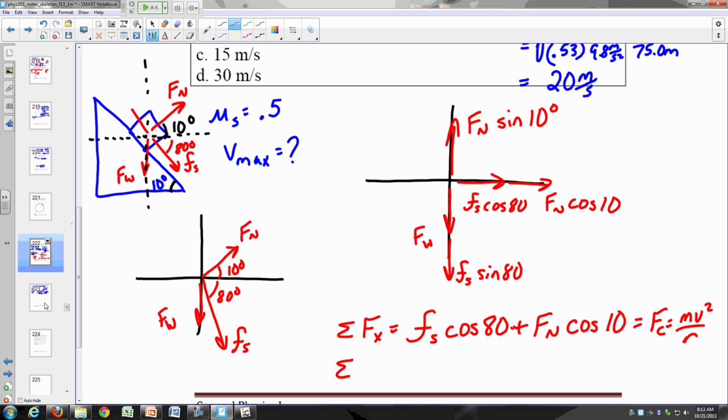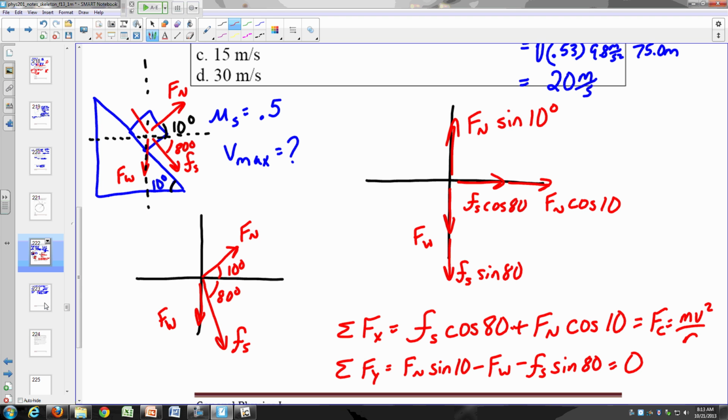I can draw my sum of the forces in the y direction as well. And that's going to be Fn sine of 10 minus Fw minus Fs sine 80. What is the acceleration in the y direction? 0. It's equal to 0. And this goes back to something I did at the beginning. And what was that I did at the beginning?